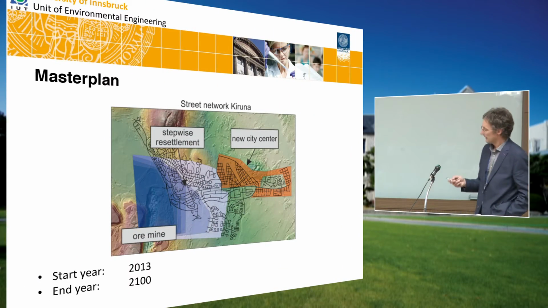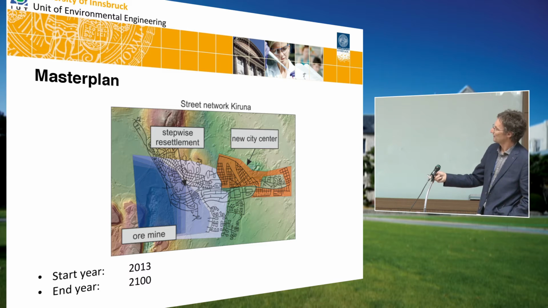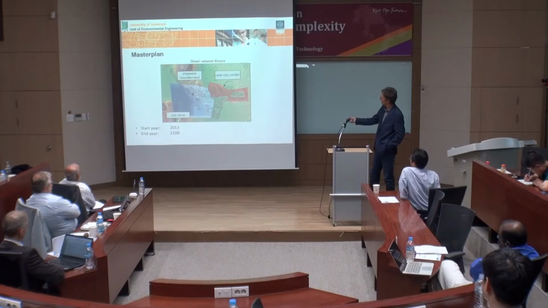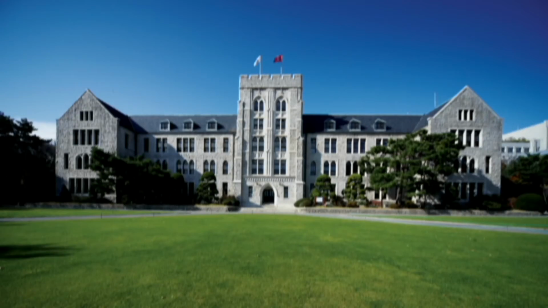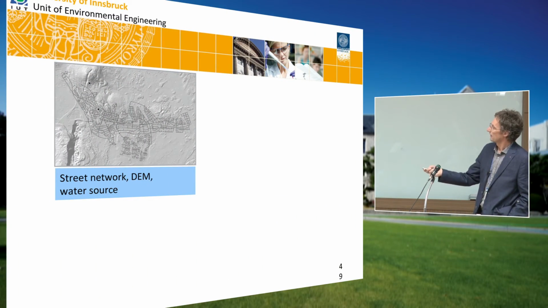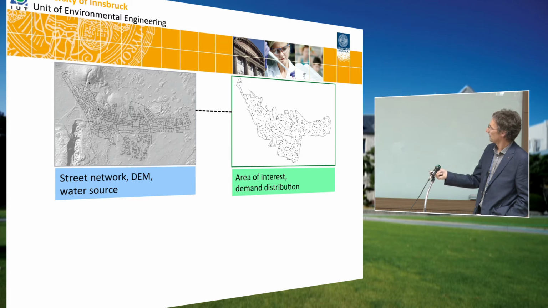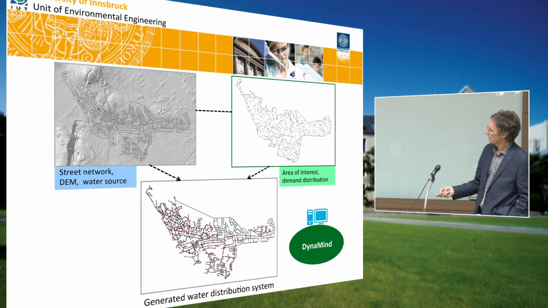It's a town in Sweden, Kiruna, which is undergoing a major change in that the major part of the city is actually relocated. That's a mine here, and the mine will take away a large part of the existing city, and that has to be moved into a new city center here, or a new city part. And one of the things we did was that we looked into the water supply system that's based again on a digital elevation map and the street network. Here are the water sources, and that's the demand distribution here, and we come up here with a newly generated, semi-virtual water supply system.